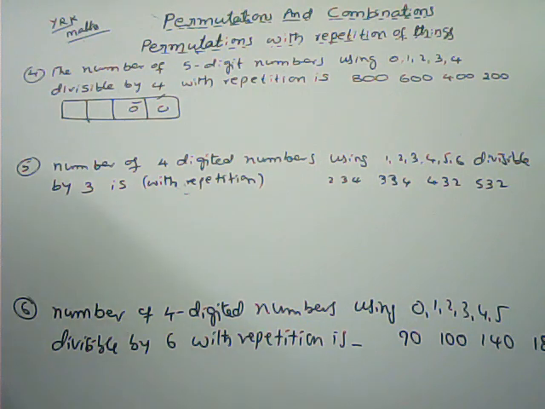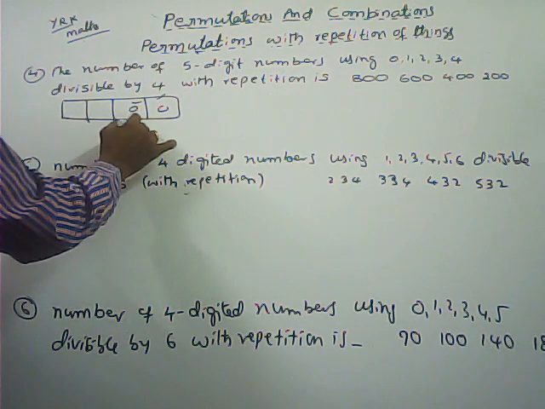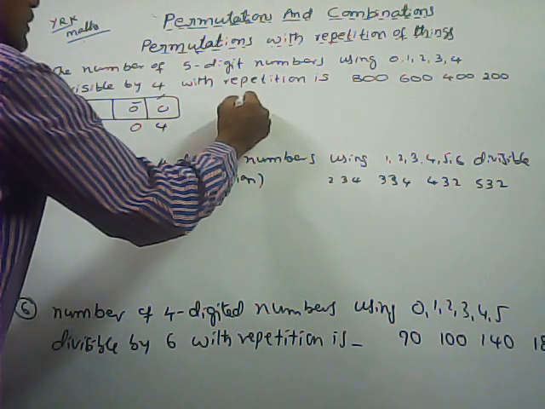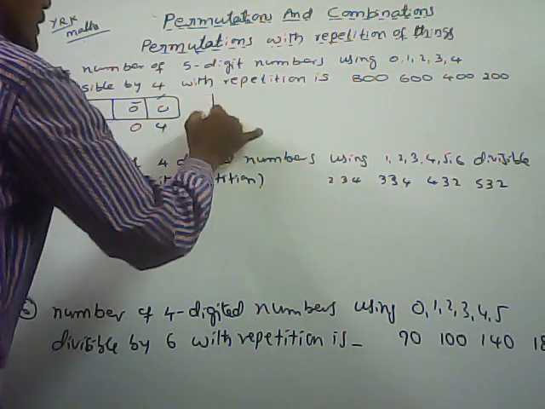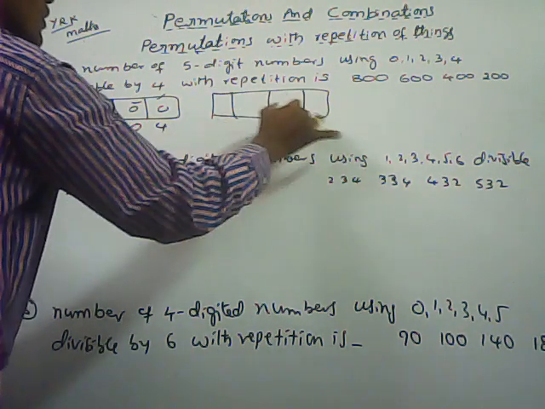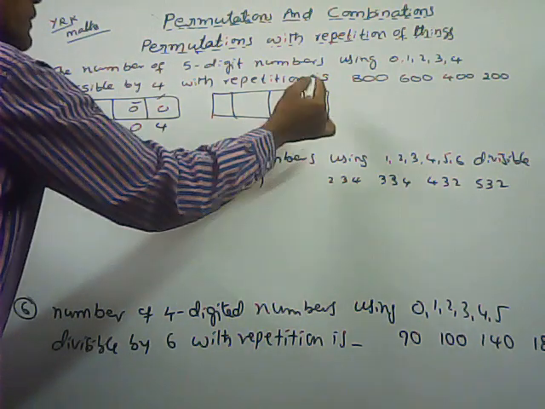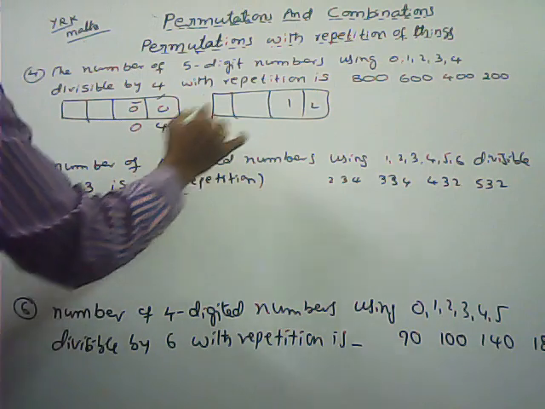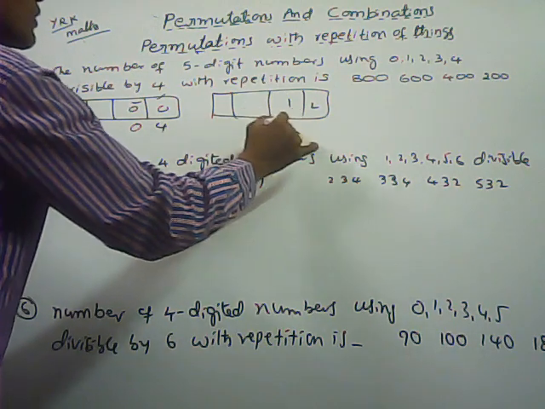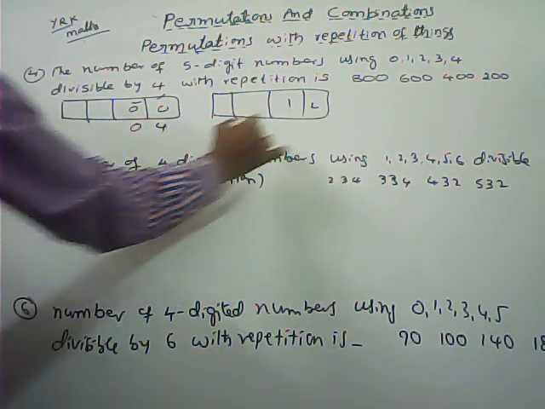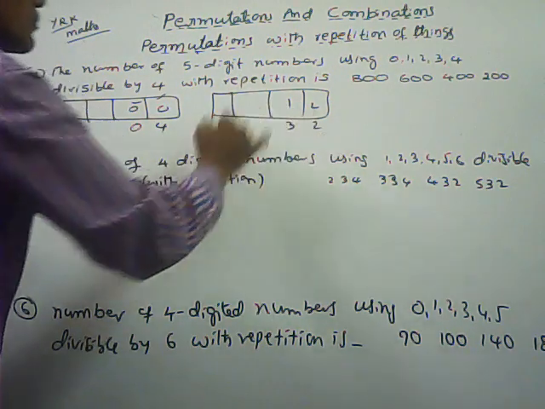Next, what are all the possible ways we have to write? 0, 4 if I keep in the last 2 digits, that is also divisible by 4. Like that, how to write last two digits? If I keep 1 2, next 0 4 completed, 0 2, 0 3, 1 0, 1 2, 1 3, 1 4, 3 0, 3 1, 3 2, 3 3, 3 4.